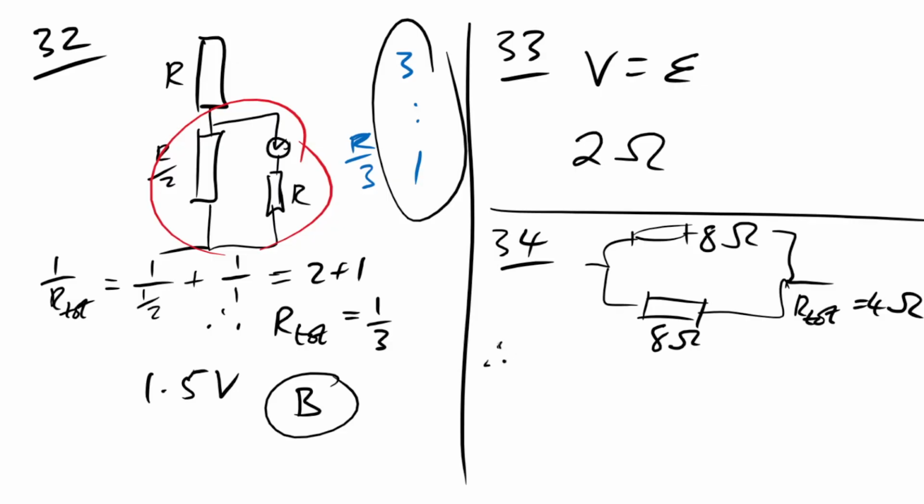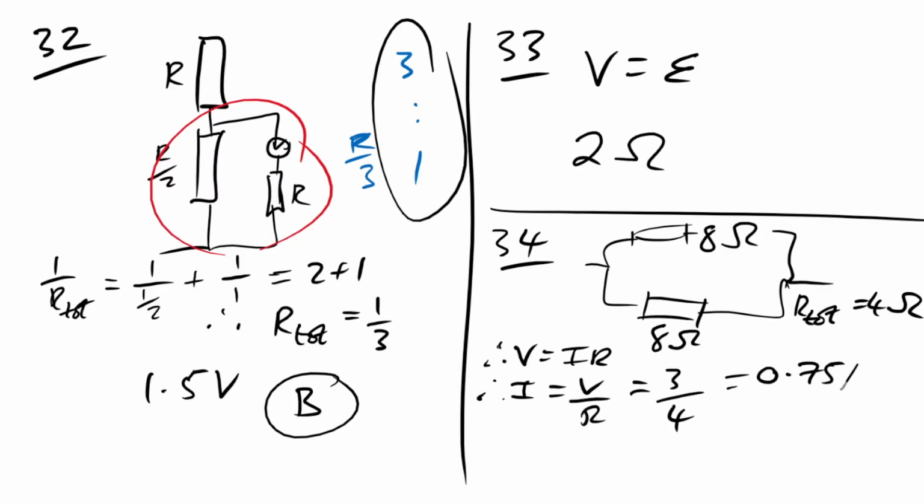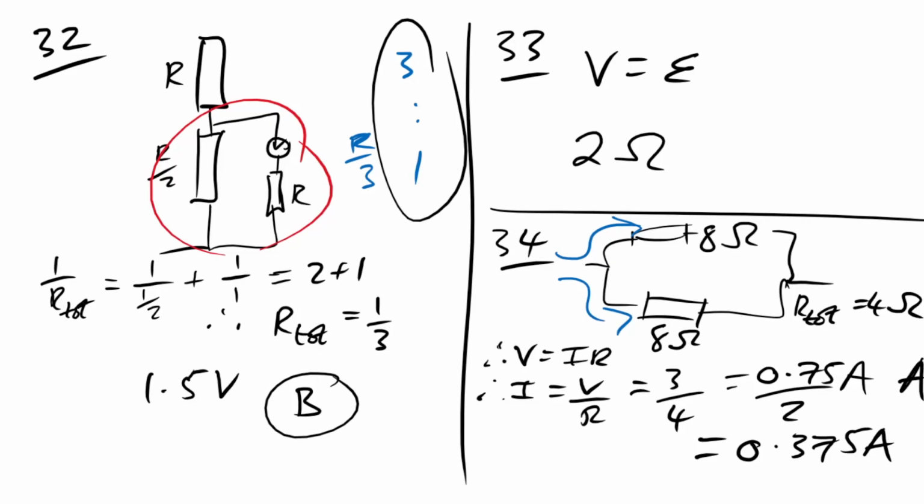So therefore, V equals IR. So I is equal to V over R. So that's 3 divided by 4. So in other words, 0.75 amps. But that's the current in the whole circuit, but that's getting split evenly across both of these. So divide by 2, and we end up with 0.375 amps. So that's our answer. So it's A.